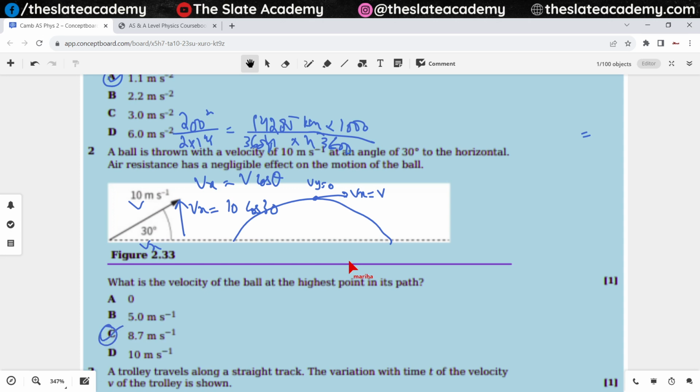So in this question, two concepts were tested. First of all, to know that when the object is at maximum height, there would be no vertical component of the velocity. There would be just the horizontal component, and that would be the total velocity of the object at that point. Understood?